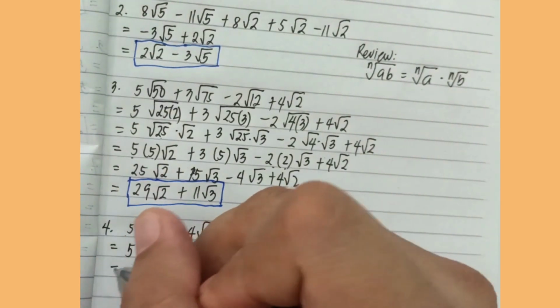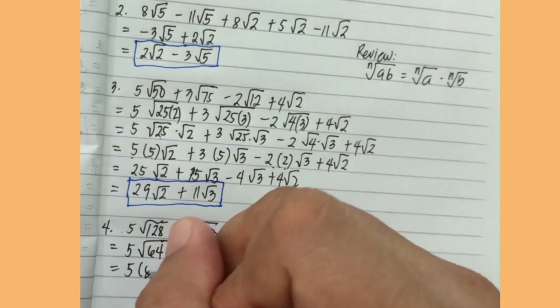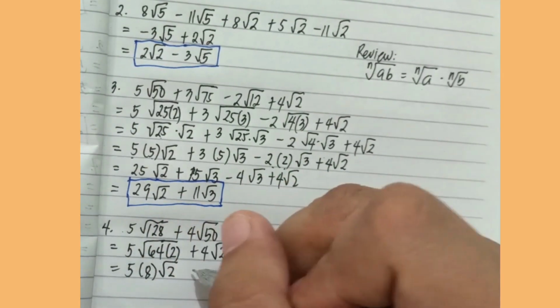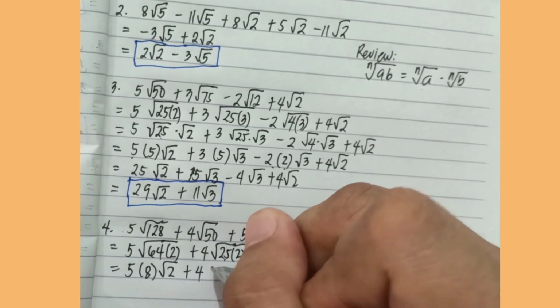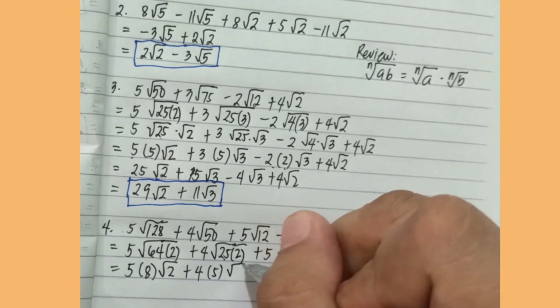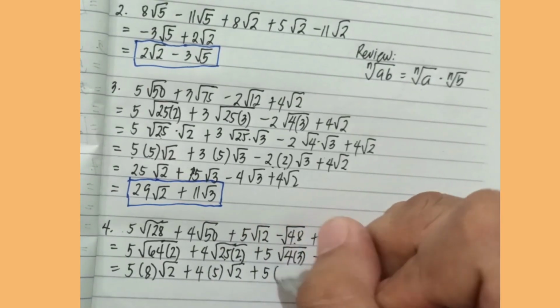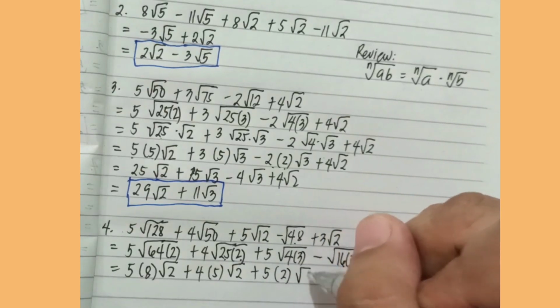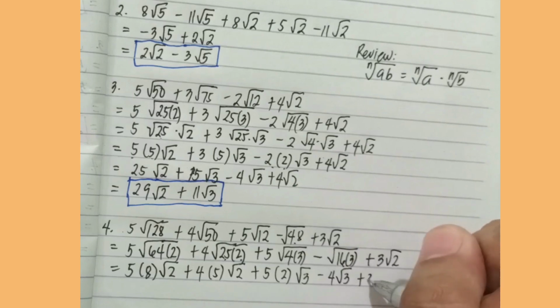So in this case, we now have here 5. Then square root of 64 is 8. Then copy square root of 2. Then we now have here 4. Square root of 25 is 5. Then square root of 2, because this is not a perfect square anymore. Then we have 5 times 2 square root of 3 minus 4 square root of 3 plus 3 square root of 2.